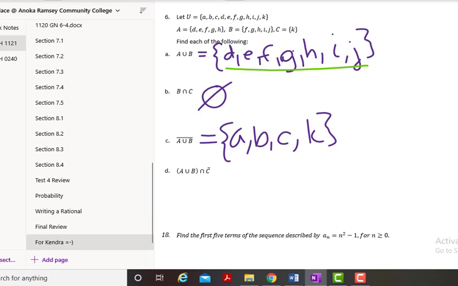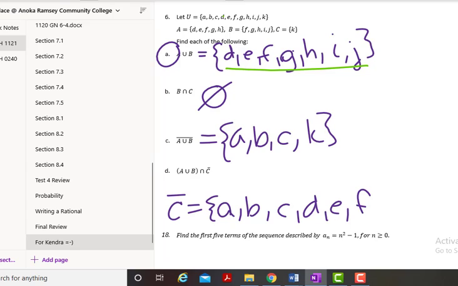Now D. A union B, now that's in parentheses, and you'll notice that that is equal to what we found in part A of this question. And we want to intersect it with the complement of C. Now, the complement of C is everything that is in the universal set that is not in C. So if we were just to look at the complement of C, it would be everything but K, since K is the only element that is in C. Okay, so what I wrote is what C complement would look like.